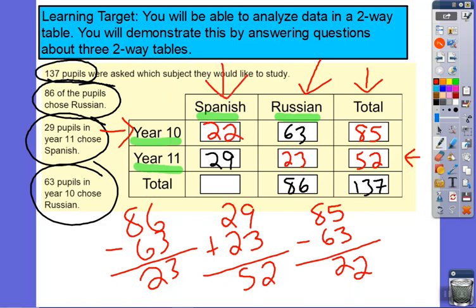And then to finish off Spanish, that's another nice adding one because I've got 22 in year 10. I've got 29 in year 11, and when I add those together, that is going to give me 51. And if we want to double check, we could add this one across, but these two do add up to 137, so I know I've got that right.